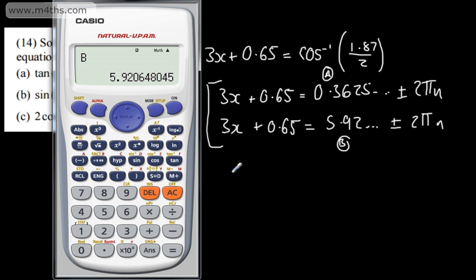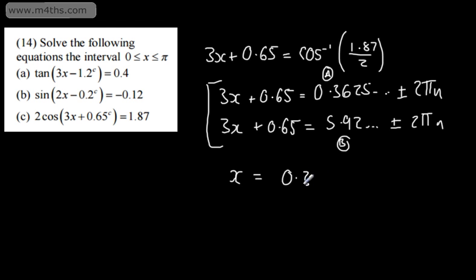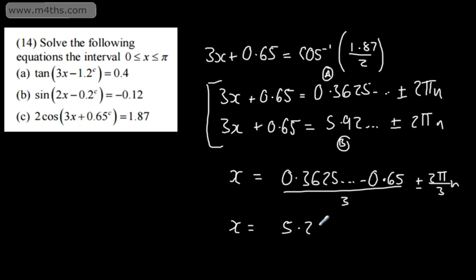So what we're going to say then is x is equal to 0.362 dot dot dot dot minus 0.65 divided by 3 plus or minus 2 pi by 3n. Hopefully now you can see what I've done. I've subtracted 0.65 and divided both sides by 3. So x is going to be equal to 5.92 dot dot dot dot, subtract the 0.65, divide by 3, and then we're going to add or subtract multiples of 2 pi by 3 radians.